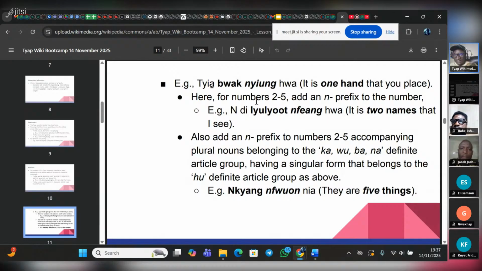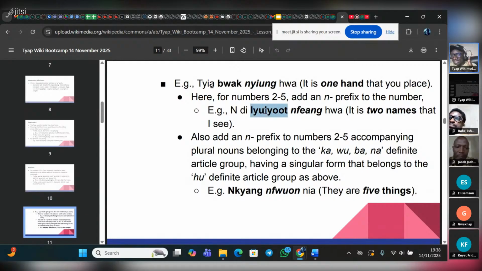Now back here again, this very first point is saying that even though the singular form of that very noun you are talking about belongs to either the who, the ka, the ba, or the na group, so long as the plural form falls under the who group, for the number you are going to use, 2, 3, 4, 5, you must put an n prefix to the new and to the fair, that nine and four. It has to be in fair, in that nine, in four.